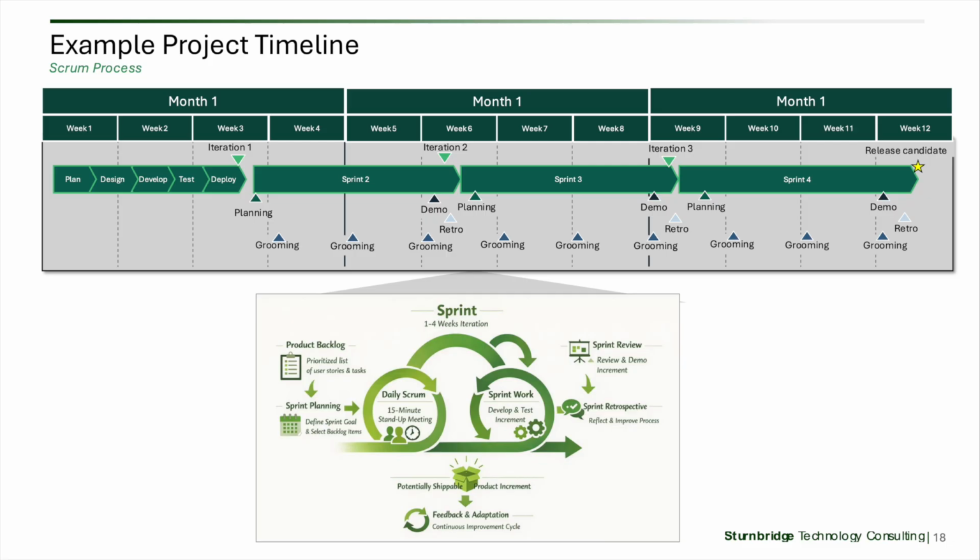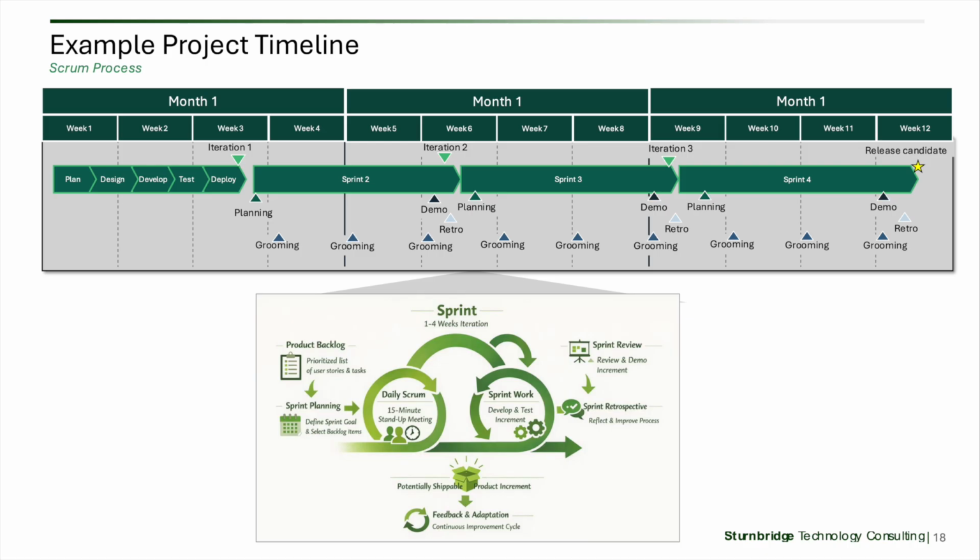Planning is followed by execution. Grooming or refinement prepares future work. Demos provide transparency into what was delivered. Retrospectives help the team reflect and improve. Over multiple sprints, this creates a continuous learning loop. That continuous learning loop is one of the most valuable parts of Scrum.